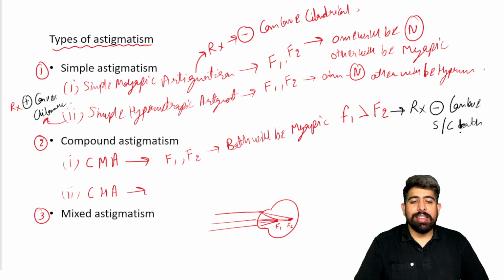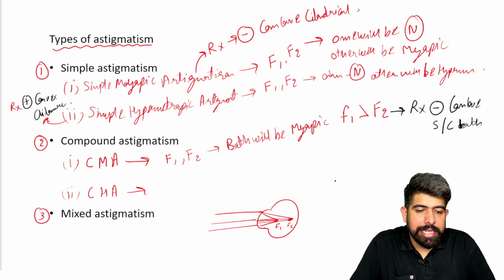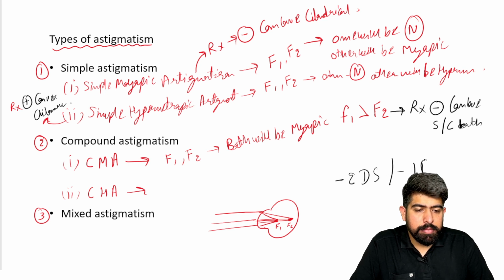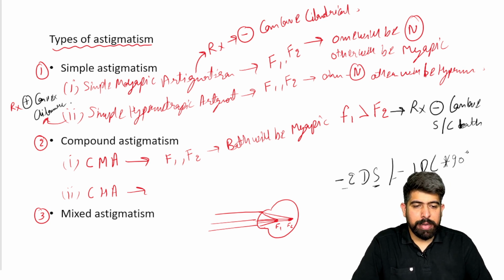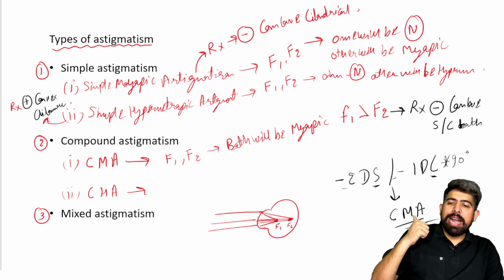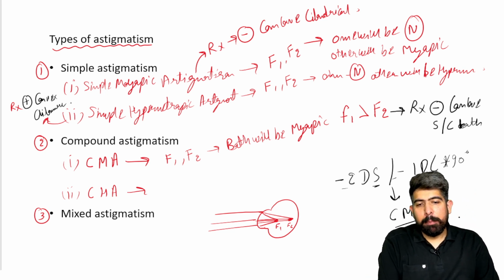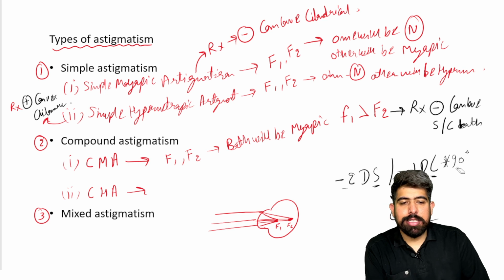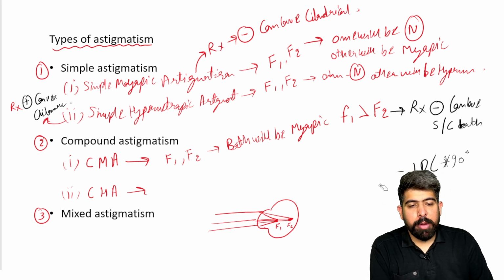Now you can understand, if the glass prescription is given like this: -2 diopter of spherical and -1 diopter of cylindrical at the axis of 90 degrees. As you saw, spherical and cylindrical, minus minus. So what will be your answer? Your answer should be compound myopic astigmatism, right? So this is about compound myopic astigmatism.